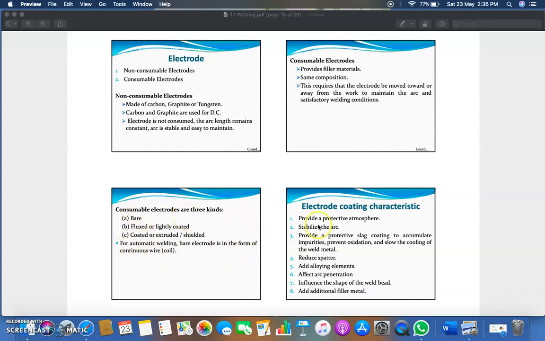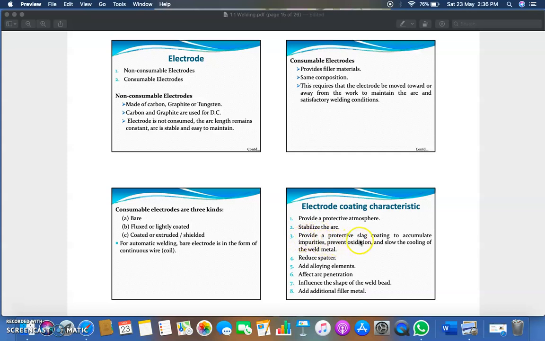Now let's discuss the electrode coating characteristics, means what characteristics are required whenever you are doing coating over electrodes. It provides a protective atmosphere. Electrode coating will provide the protective atmosphere. It stabilizes the arc. Definitely it will stabilize the arc in the surrounding of your electrode and the workpiece where you are doing the welding.